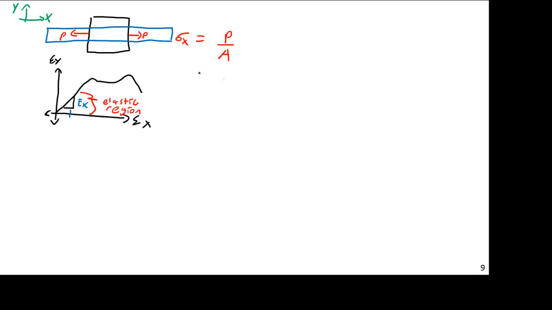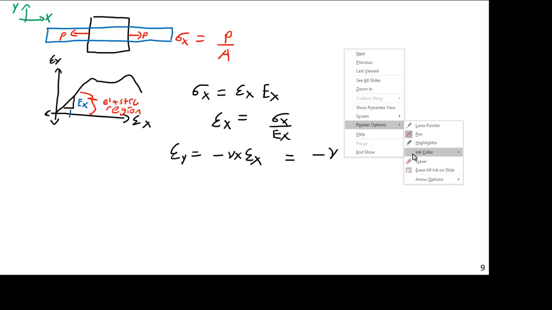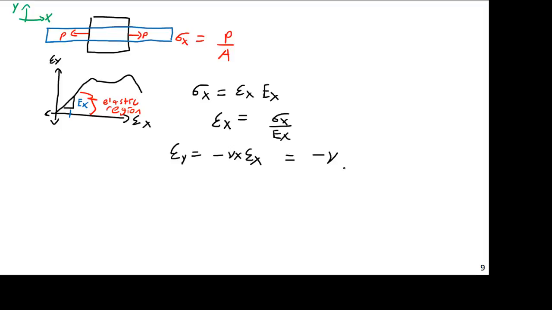Okay, so sigma x is going to be epsilon x, the strain of the material, times the modulus of elasticity, Ex, and epsilon x is going to be equal to sigma x over Ex. And the units cancel. And then we can apply Poisson's ratio, and we get that epsilon y is equal to negative Poisson's ratio in the x direction times the epsilon in the x direction, which is also equal to negative nu x times sigma x over Ex. Sorry, not gamma, Poisson's ratio. I keep saying gamma.